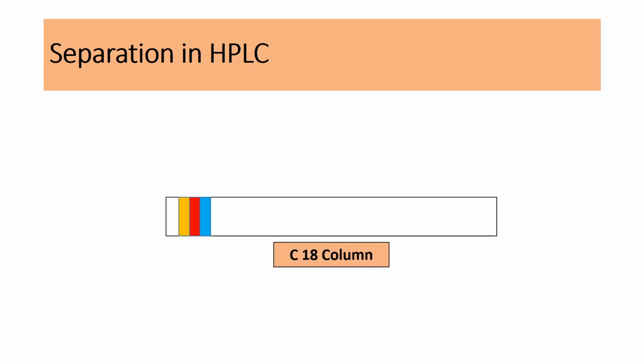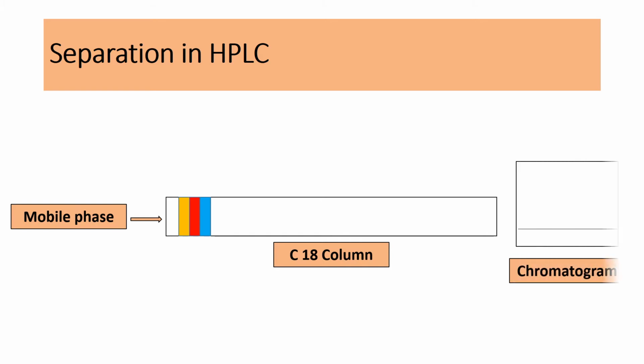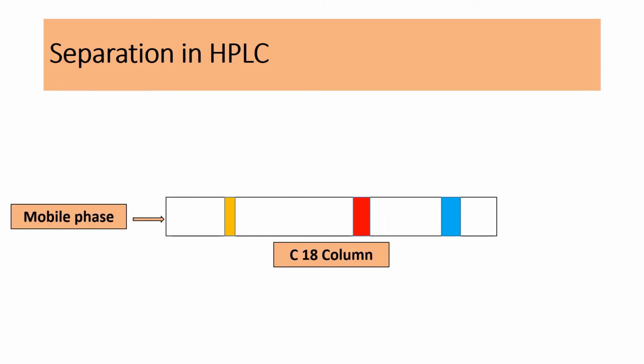So have a look at this. Let us consider it is a C18 column, that is a reverse phase column. Now the mobile phase will start moving from one end of the column and this is the detector response. Depending upon the component's affinity towards the stationary phase, since the stationary phase is C18 column, it is reverse phase in nature, we can see the bands are moving and they will be reaching the detector.